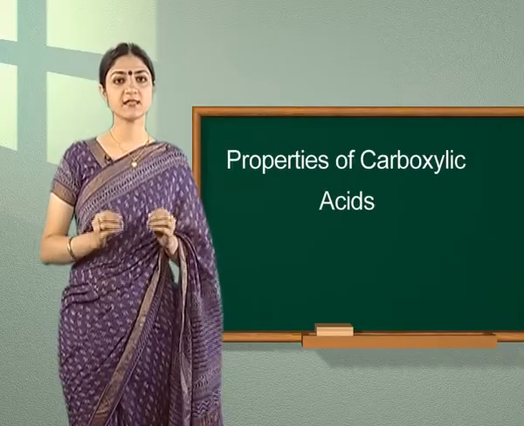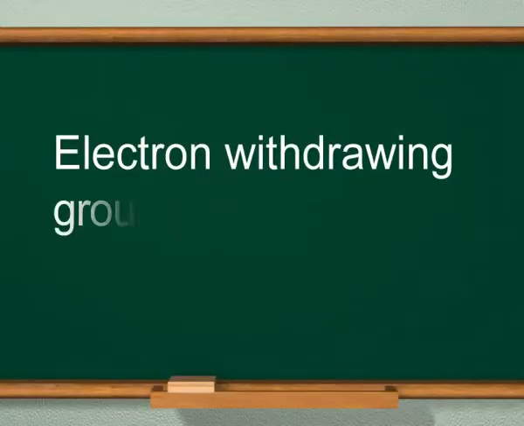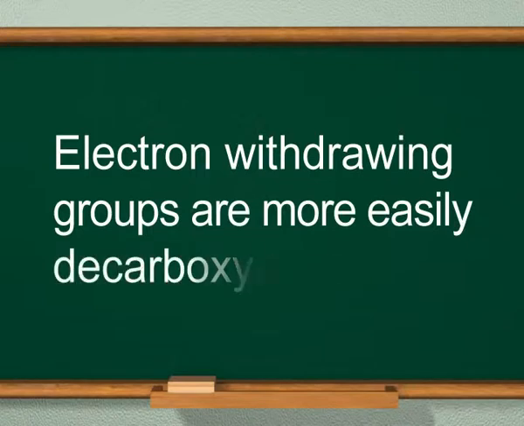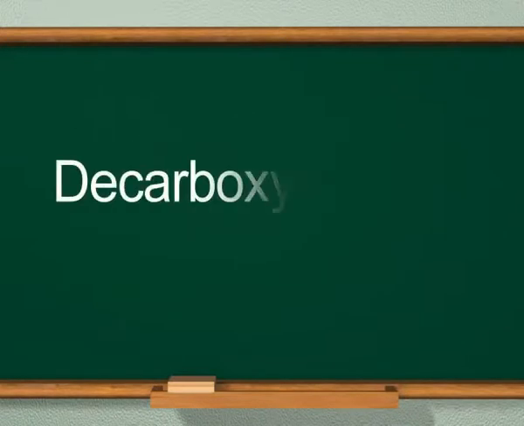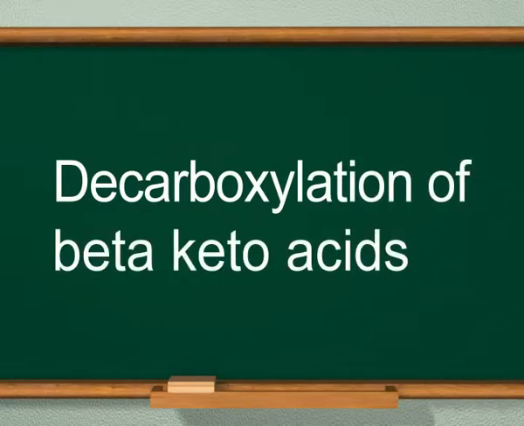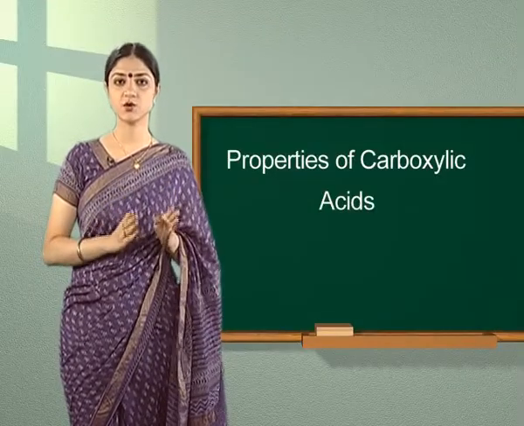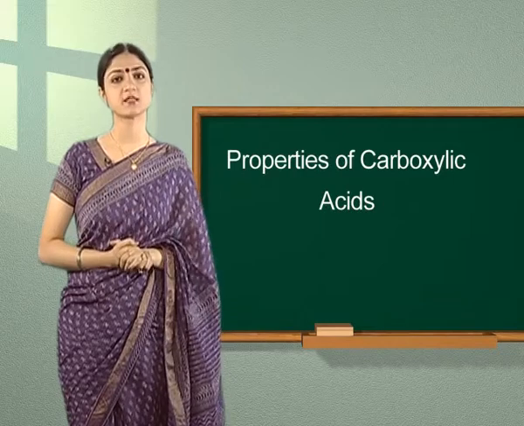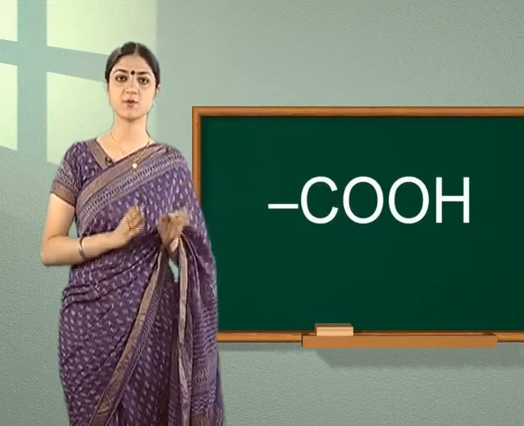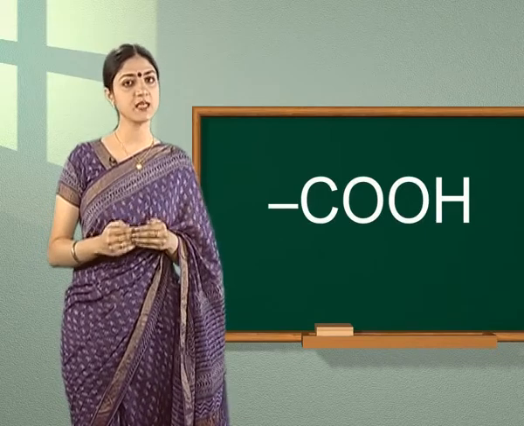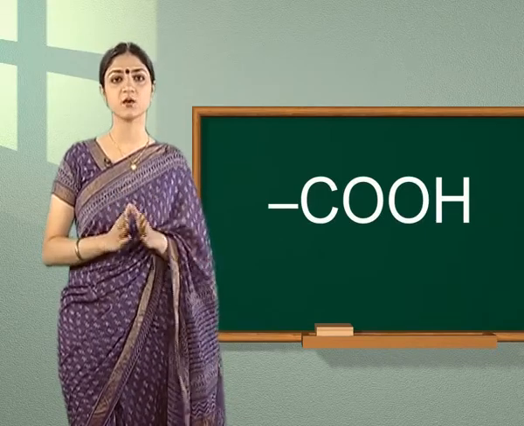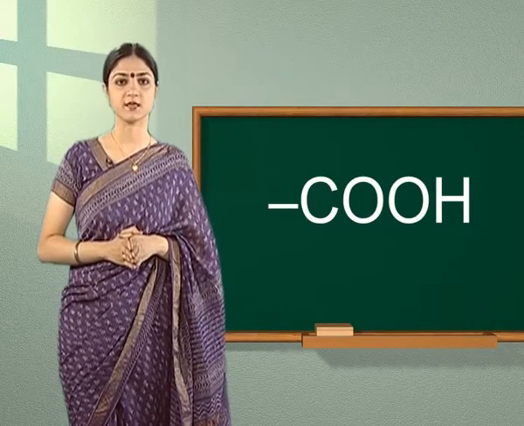Children, acids with electron withdrawing groups are more easily decarboxylated. For example, decarboxylation of beta keto acids. Carboxylic acids with an electron withdrawing group such as a carbonyl group or COOH group at the beta position with respect to the COOH group readily undergo decarboxylation on heating.